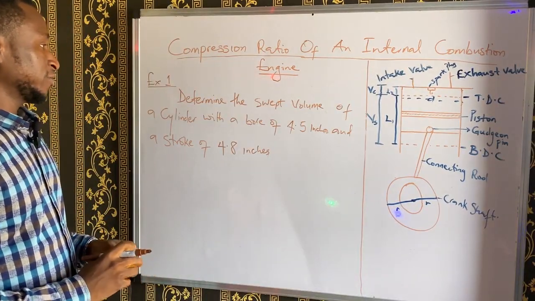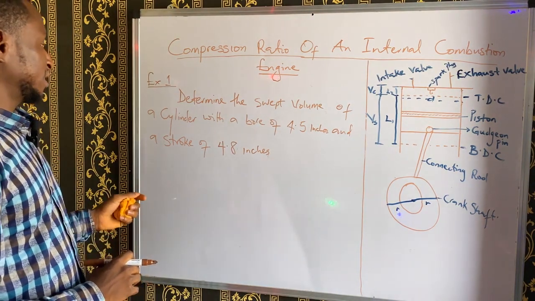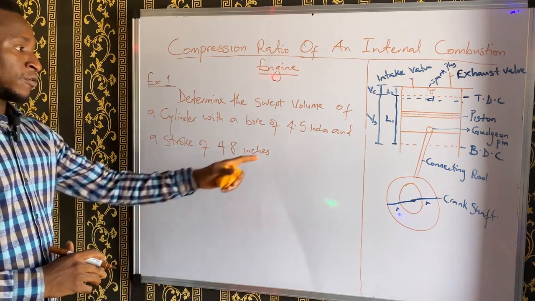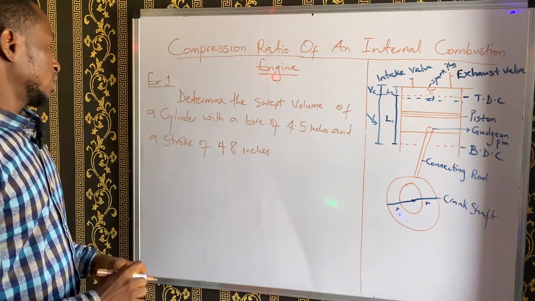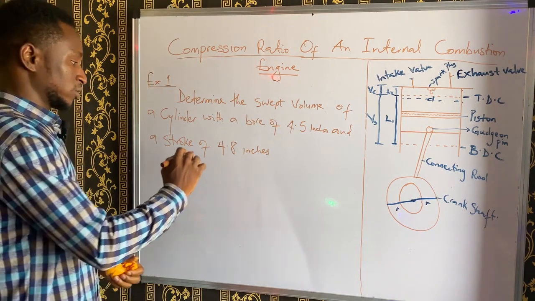Now we have a given example. It says determine the swept volume of a cylinder with a bore of 4.5 inches and a stroke of 4.8 inches. So let's go for our solution.